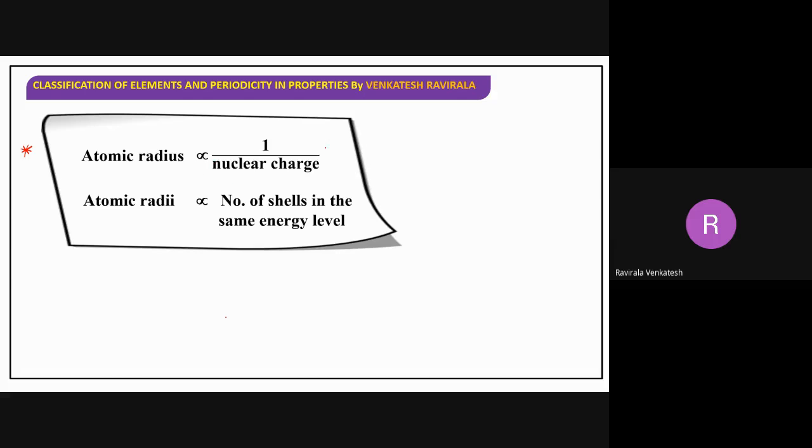You have to remember these two proportionalities, isn't it? Atomic radius is inversely proportional to the nuclear charge. When nuclear charge increases, atomic radius generally decreases. And atomic radius is directly proportional to the number of shells. When you increase the number of shells, atomic radius also increases. These are the two things you need to remember compulsorily.